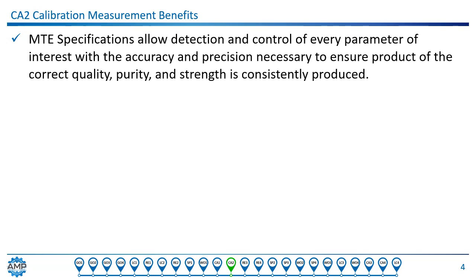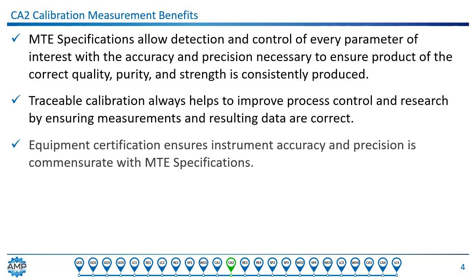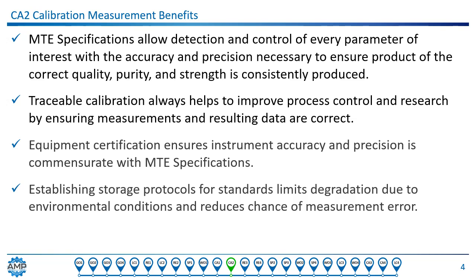MTE specifications allow detection and control of every parameter of interest with the accuracy and precision necessary to ensure product of the correct quality, purity, and strength is consistently produced. Traceable calibration always helps to improve process control and research by ensuring measurements and resulting data are correct. Equipment certification ensures instrument accuracy and precision is commensurate with MTE specifications. And establishing storage protocols for standards limits degradation due to environmental conditions and reduces the chance of measurement error.